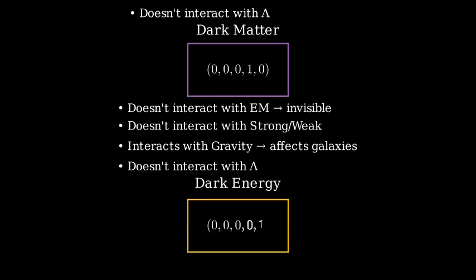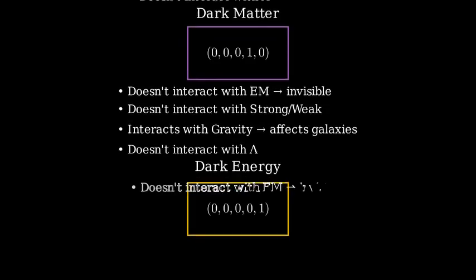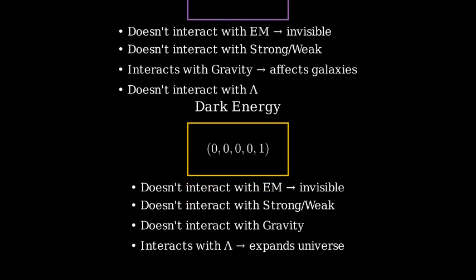Finally, there's dark energy with a fingerprint of 0, 0, 0, 0, 1. Dark energy only interacts through the cosmological constant. It doesn't interact with any of the other forces, making it even more mysterious than dark matter. Its effect is seen only at the largest cosmic scales, driving the accelerating expansion of the universe.